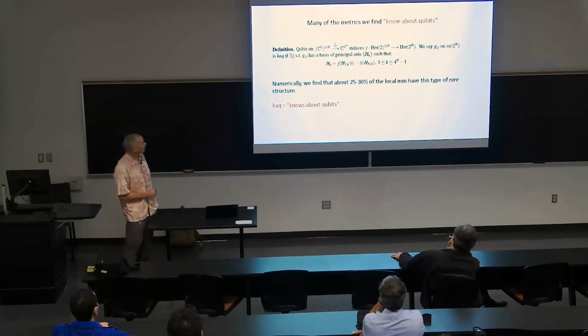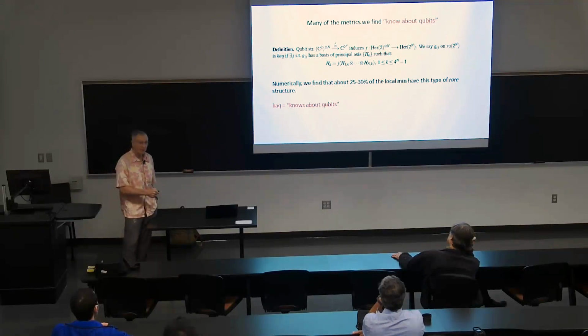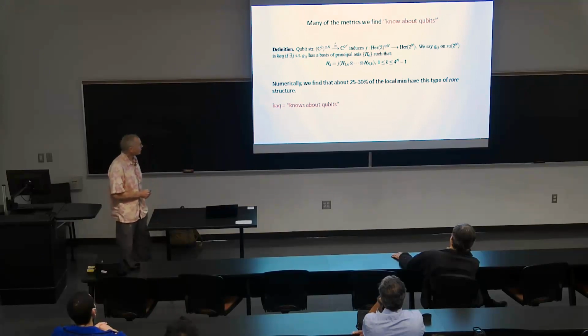And we coined the word CAT for "knows about qubits." So far there was no input of tensor factors. That's the theme of this talk, that a tensor product emerges at a local minimum where you didn't put it in, but it's an emergent thing.